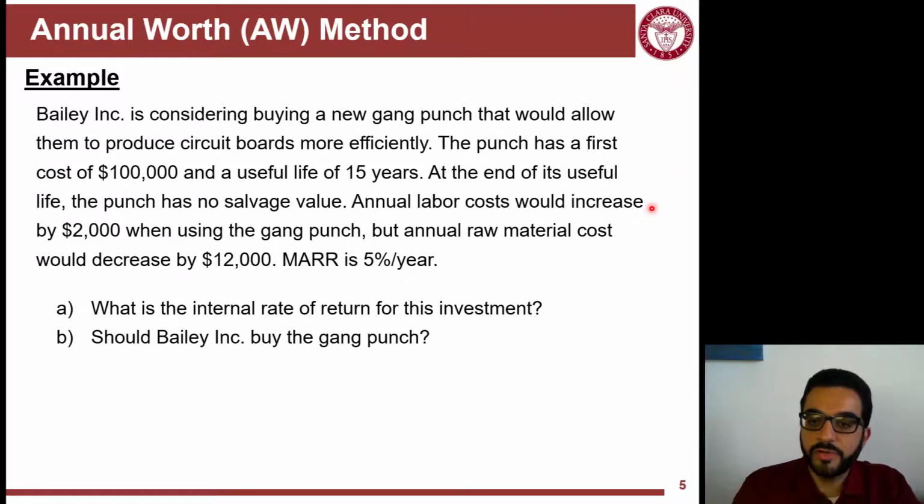There is the first cost of 100K and its life is 15 years. Annual labor costs will increase by 2,000 a year, but when you're comparing it to the annual raw material that it will save, it will decrease by $12,000 a year, and your MARR is 5%. So part A is: what's the IRR for this punch machine? And the second thing is, should this company buy this punch machine?